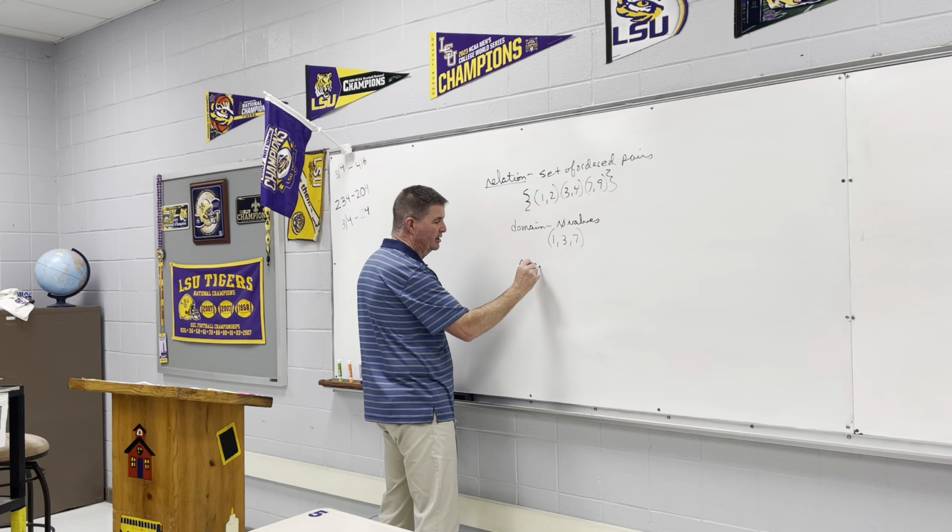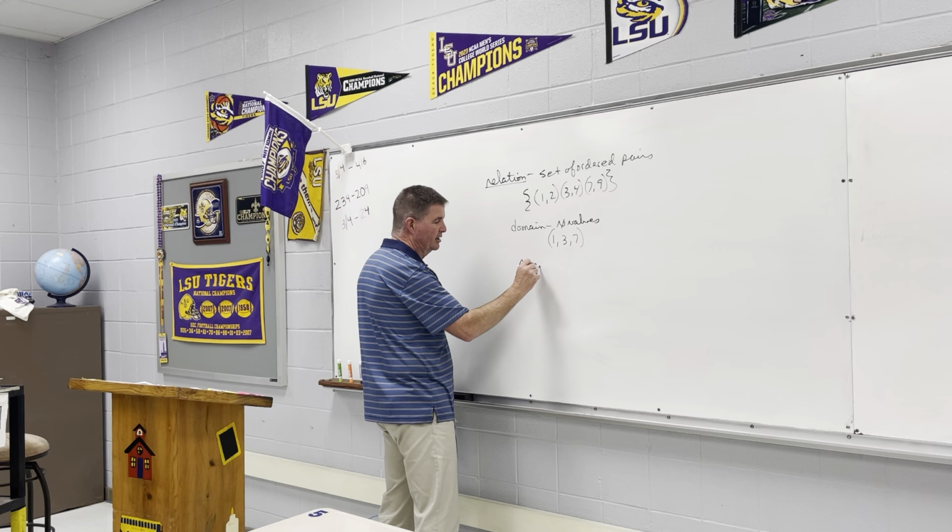I guess to start out with, let's look at a relation. A relation is defined as a set of ordered pairs. A set of ordered pairs in braces could be like (1, 2), (3, 4), (7, 9). Again, all we have is three or more. We could have 100. It does not matter, but it's sets of ordered pairs.